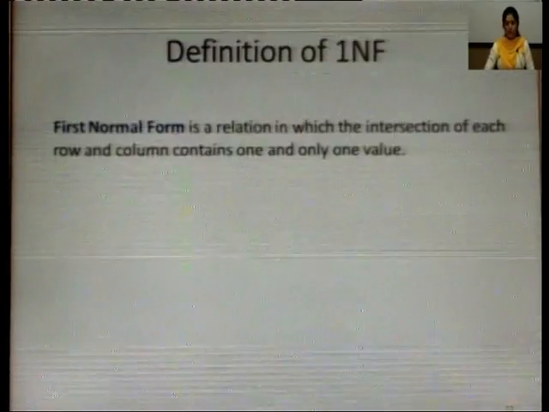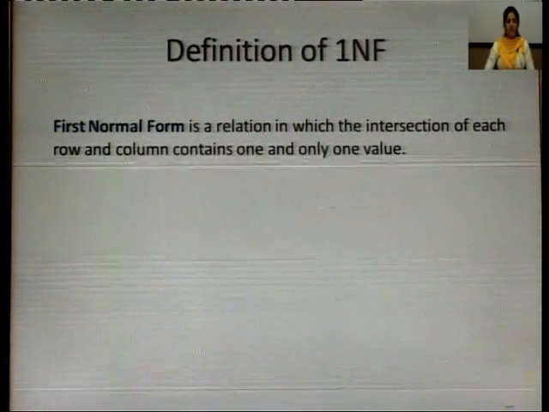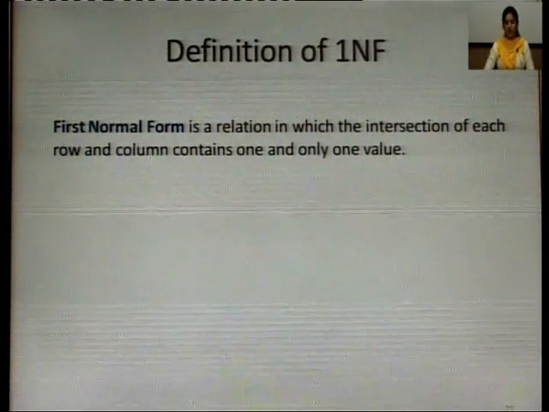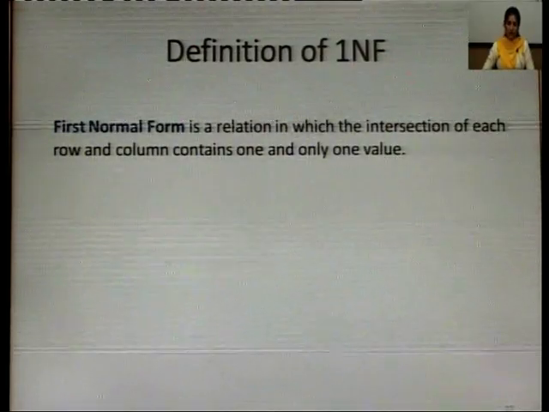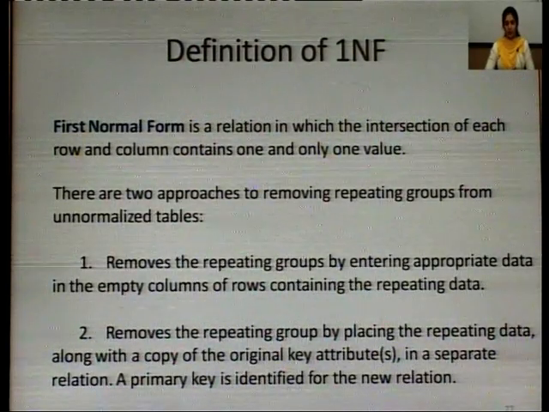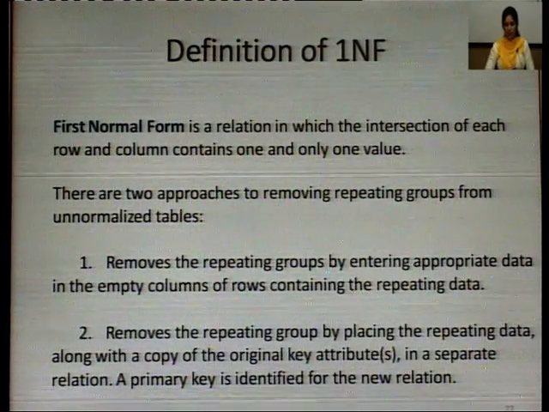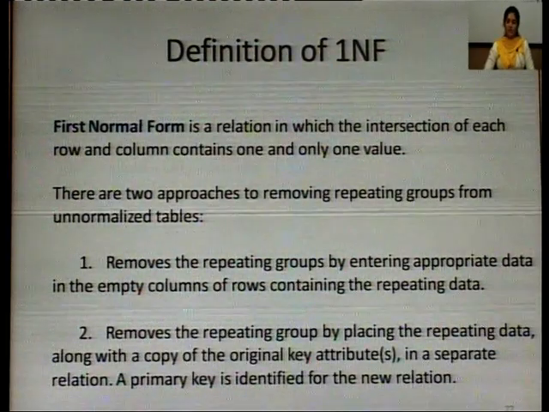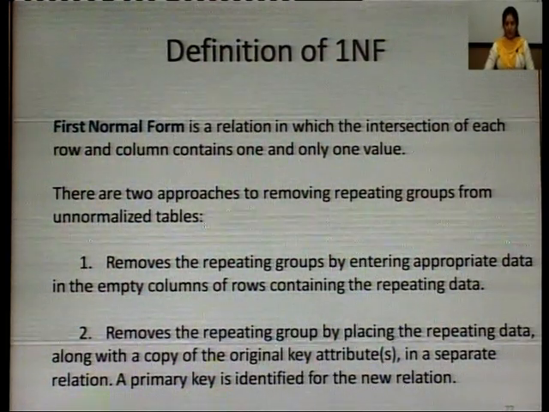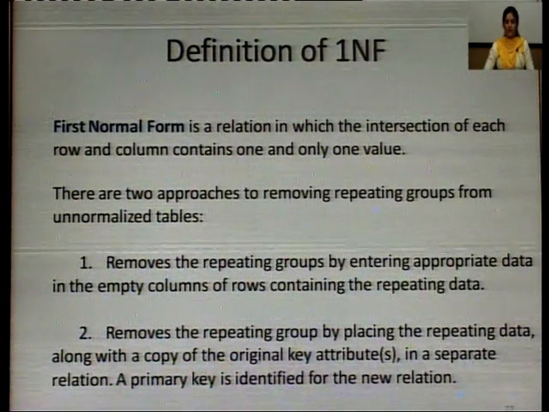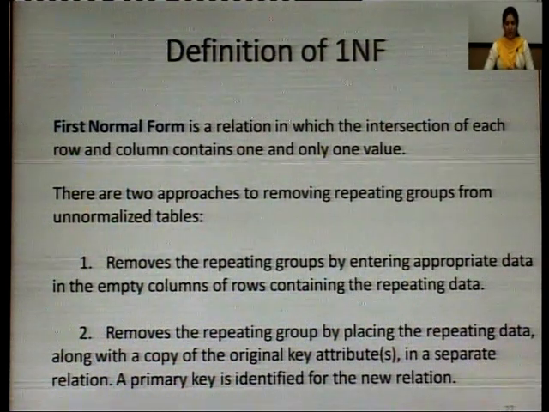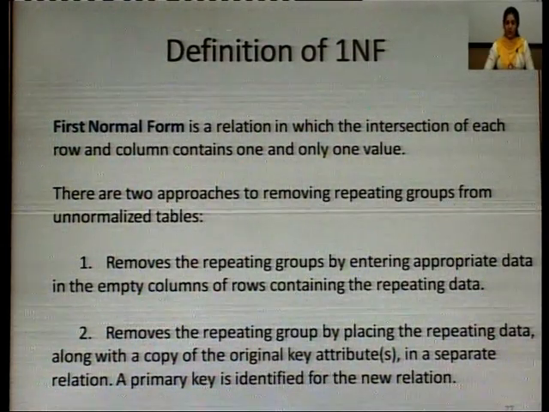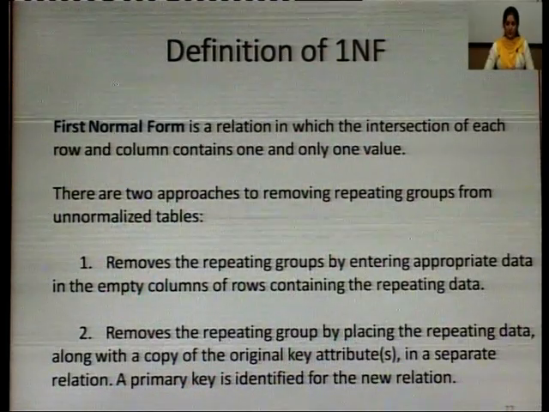What is the definition of first normal form? How will you define it? First normal form is a relation in which the intersection of each row and each column contains one and only one value. There are two approaches to remove repeating groups from an unnormalized table. What you have to do in first normal form is, first, identify the primary key for your table, the unique field which can identify all the information in your database, and moreover remove the repeated group of fields, the information which is being repeated in your database, to another table.